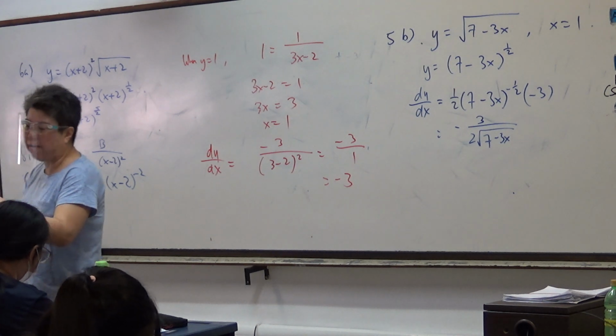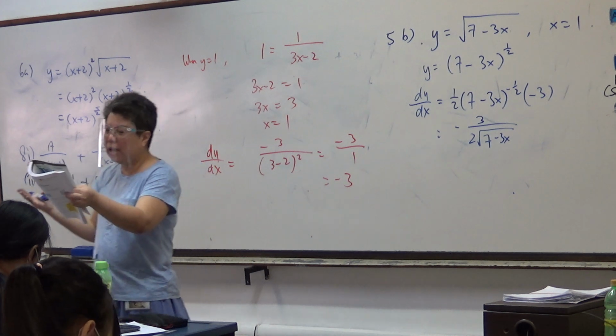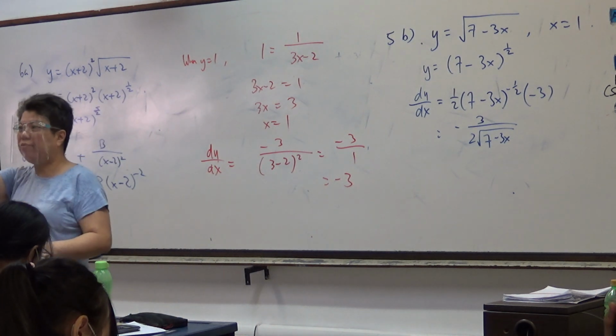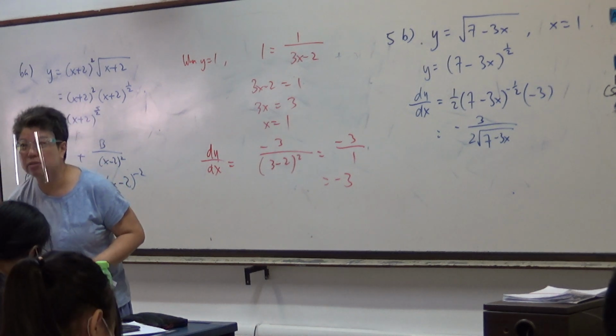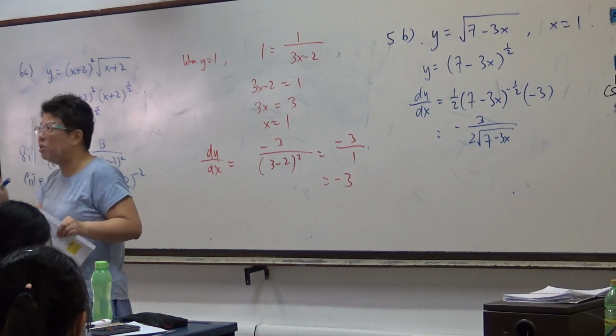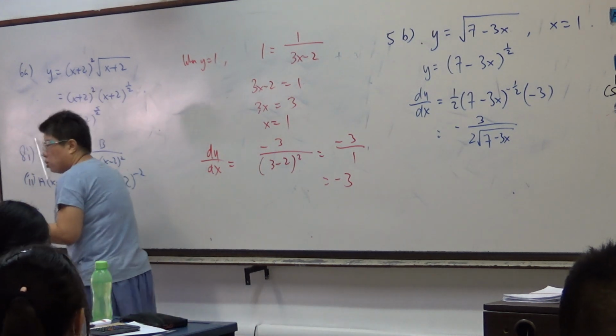Okay, now, look at question 10. Calculate the coordinates of the point on the curve, y equals so-and-so, at which the gradient is 2. That means after you find dy/dx, you equate it to what? 2. Then you find the coordinates. Is that clear? That's why I say differentiation is just mechanical. It's always like that.